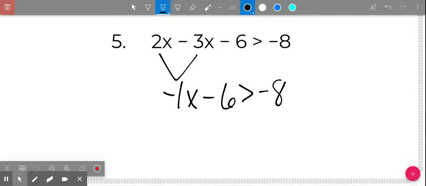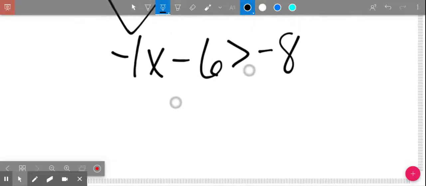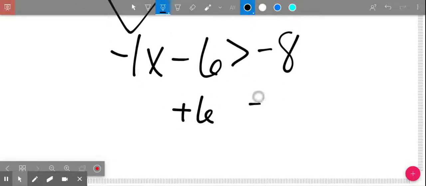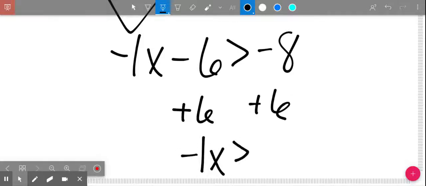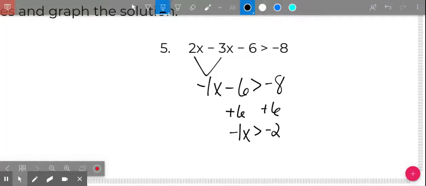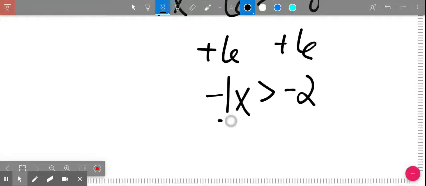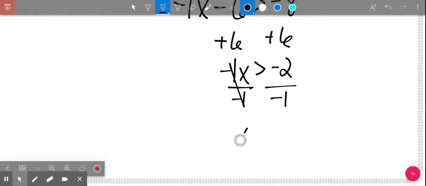Now we need to get the x all by itself, so we're going to add the 6 over. That'll give me negative 1x is greater than negative 8 plus 6, which gives me negative 2. And last but not least, we have to get rid of that negative in front of the x, so we're going to divide out the negative 1. Those will cancel, and I'll have x.